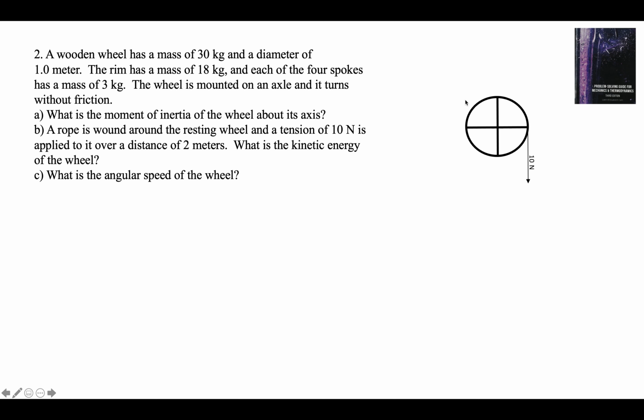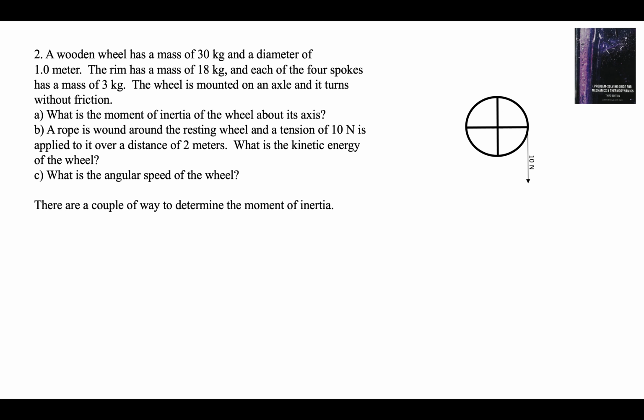The wheel is mounted on an axle and turns without friction. So there's an axle going right through the middle, spins around without friction. A, what is the moment of inertia of the wheel about its axis? A rope is wound around the resting wheel. The tension is 10 newtons applied to it over a distance of 2 meters. What is the kinetic energy of the wheel? And part C, what is the angular speed of the wheel at this point?